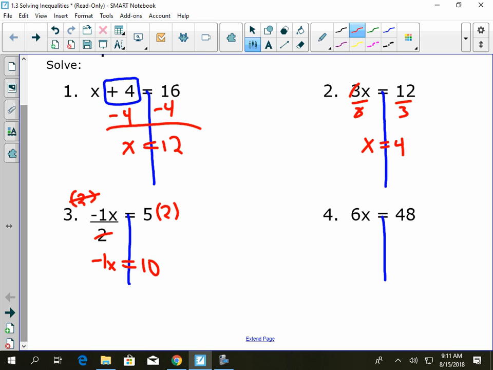Is that my answer? No. I can't have a negative x, so what do I have to do? Divide by negative 1. X equals negative 10. Here we divide by 6. How many times does 6 go into 48? There you go.